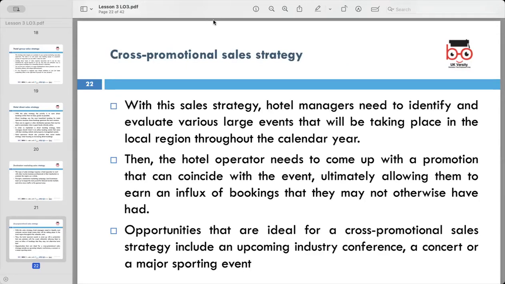Cross-promotional sales strategy. Hotel managers are advised to identify and assess various large events happening in the local region throughout the year. Once identified, hotels can devise promotional campaigns that coincide with these events, aiming to capitalize on the increased influx of visitors attending them. Examples of events suitable for this approach include industry conferences, concerts, or major sporting events.